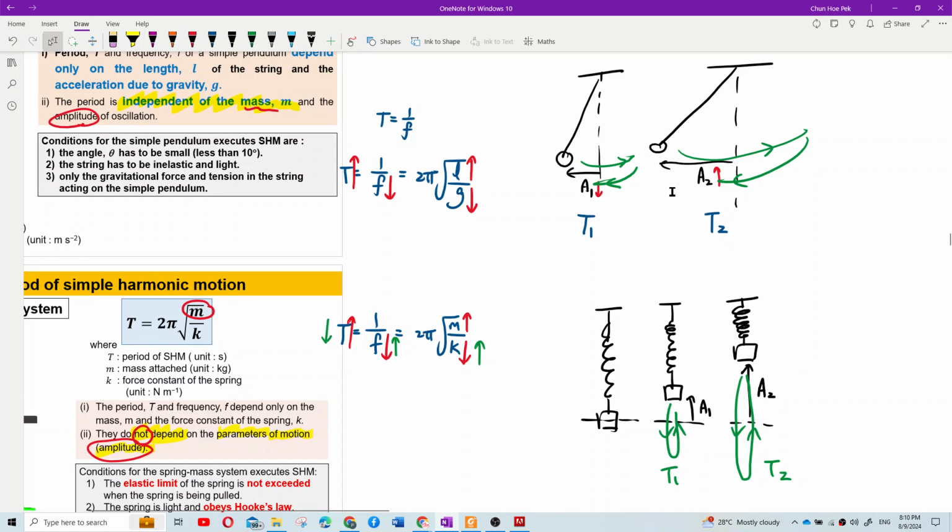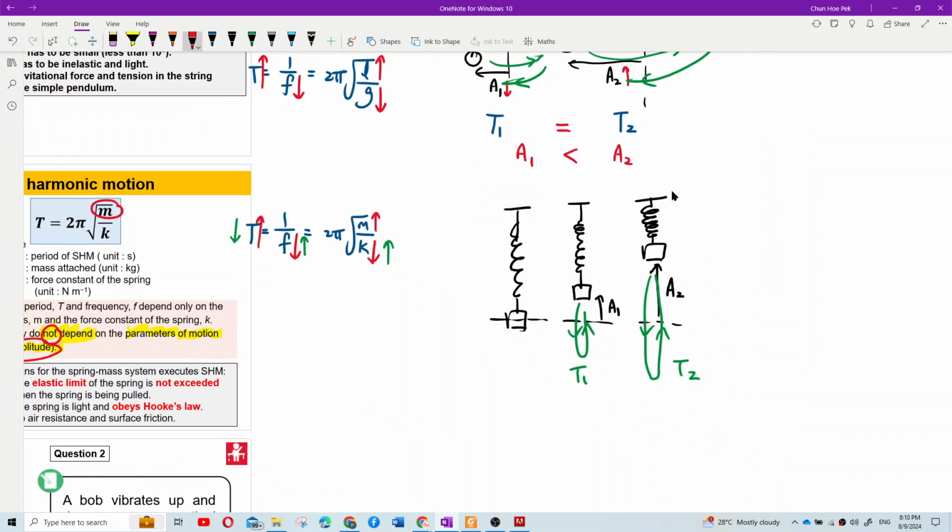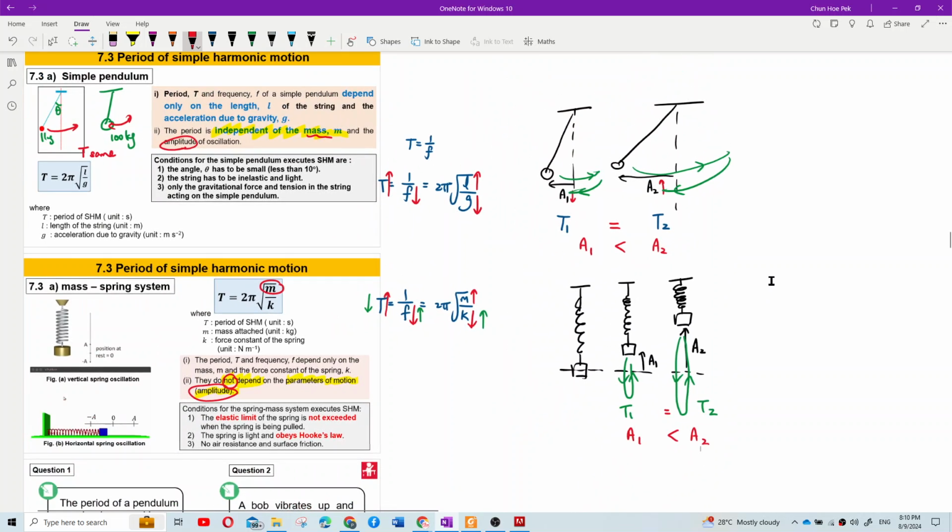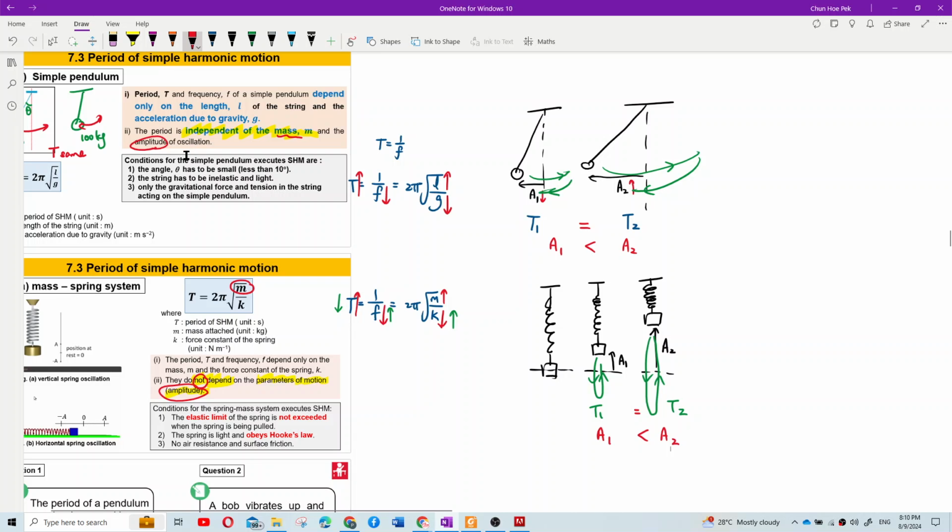Independent of amplitude, that means they have the same period, although A2 is bigger than A1. They still have the same period. So I can also say when the period is the same, the frequency is also the same. They have the same frequency. Same period means same frequency because period is 1 over f. When period is constant, frequency is also constant.